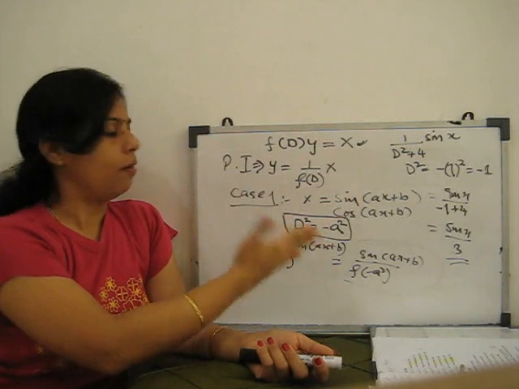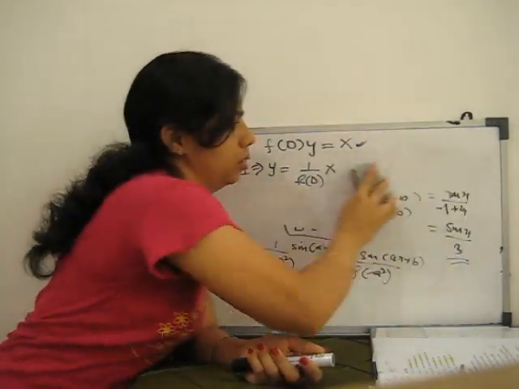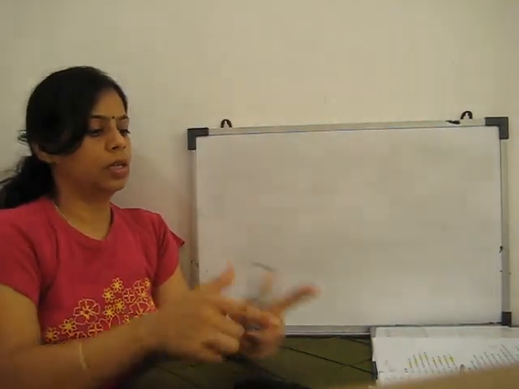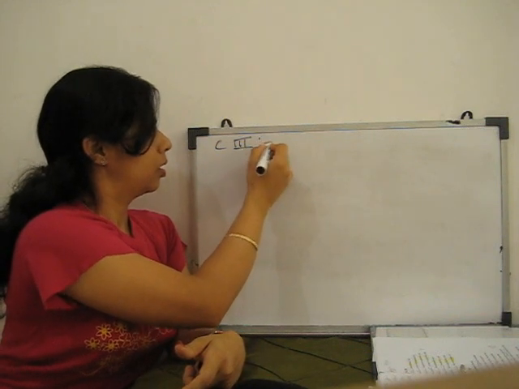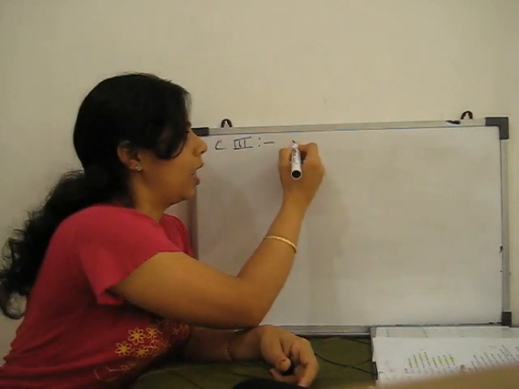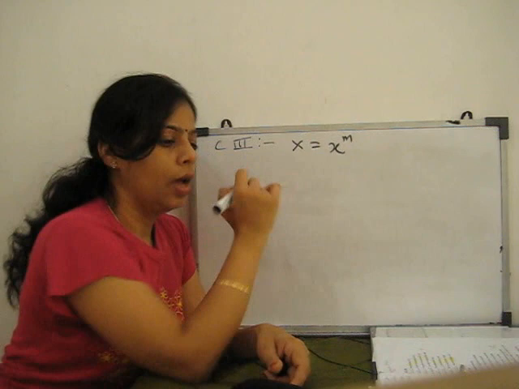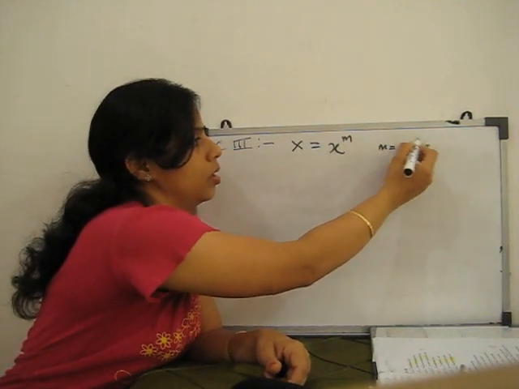Next is the third case. In the third case, the given function of x is x to the power n, where n is a positive integer.